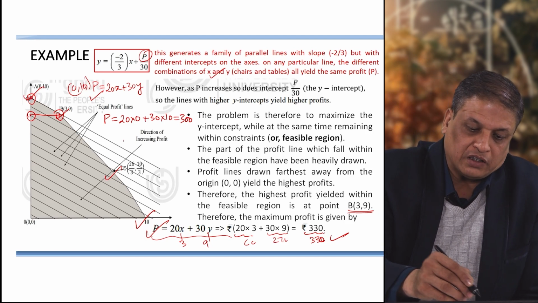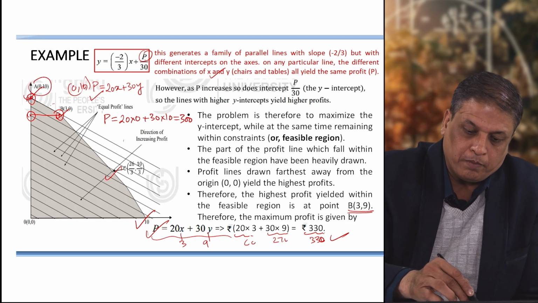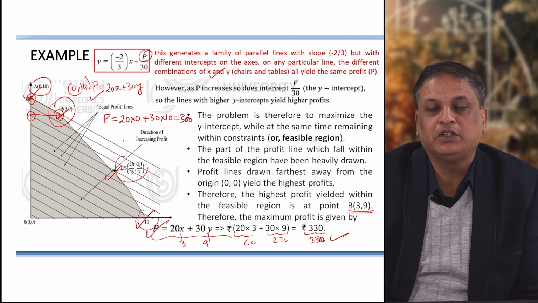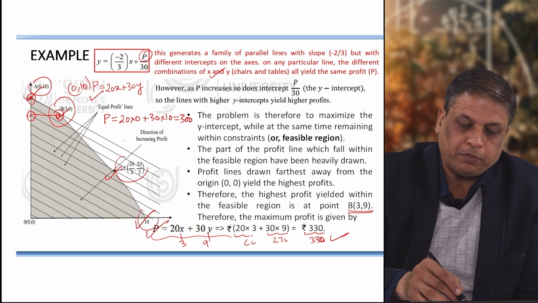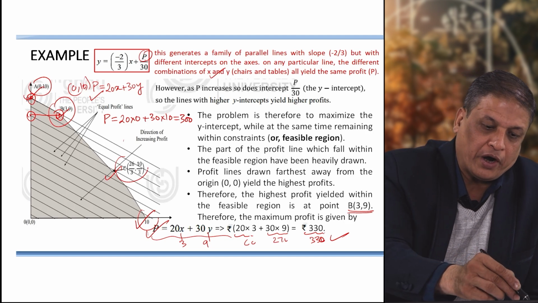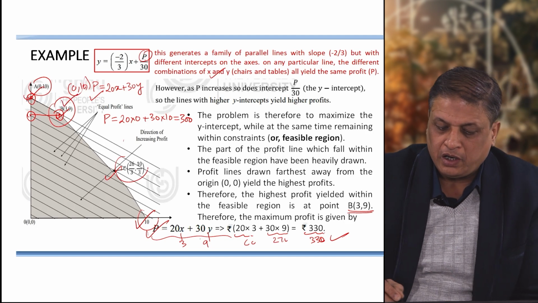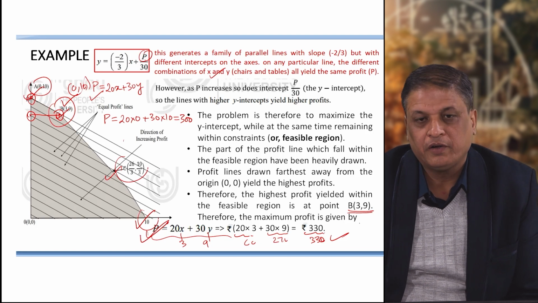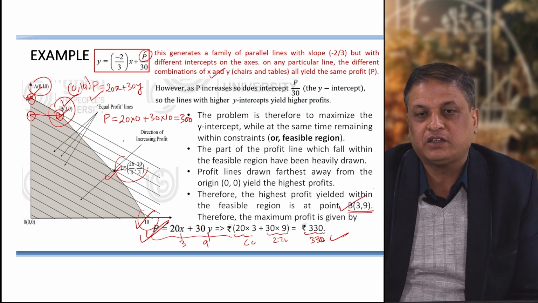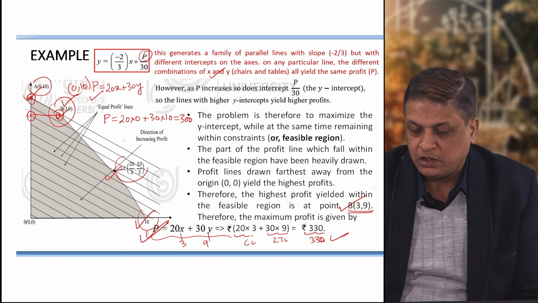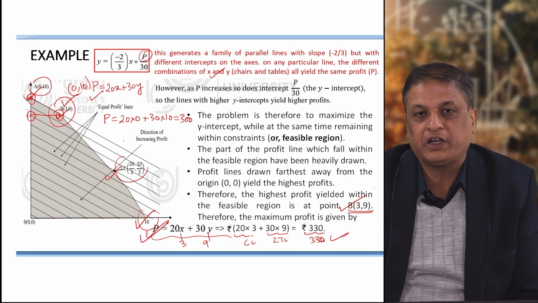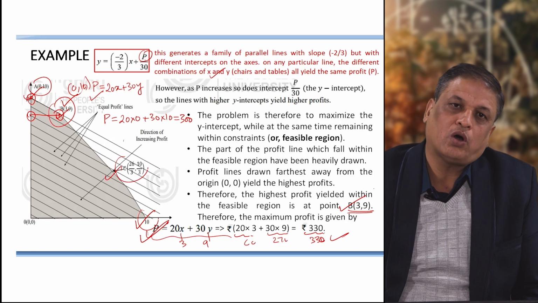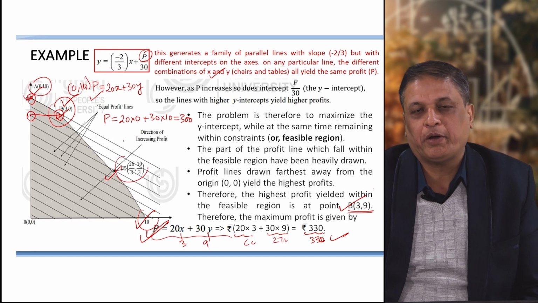So these are the feasible solutions, points A, B, C and D are the feasible solutions, but the optimal solution is given by point B, where the profit is maximum and it turns out to be rupees 330. That means by manufacturing 3 chairs and 9 tables, the maximum profit can be achieved. I hope you understand how to solve a linear programming problem.